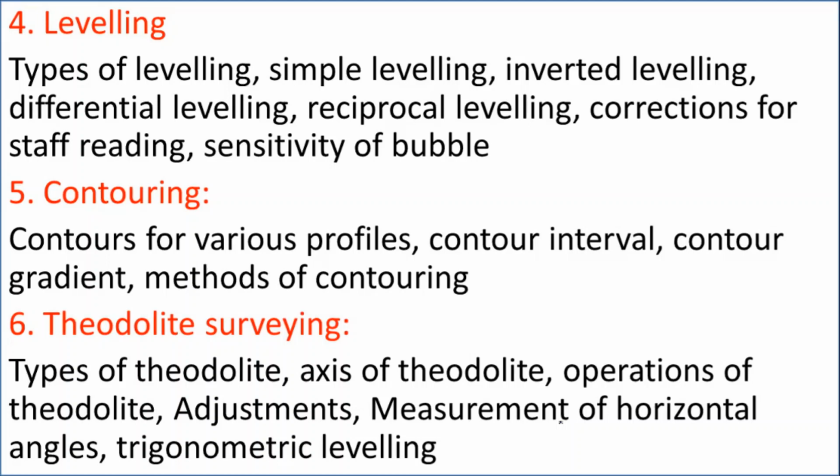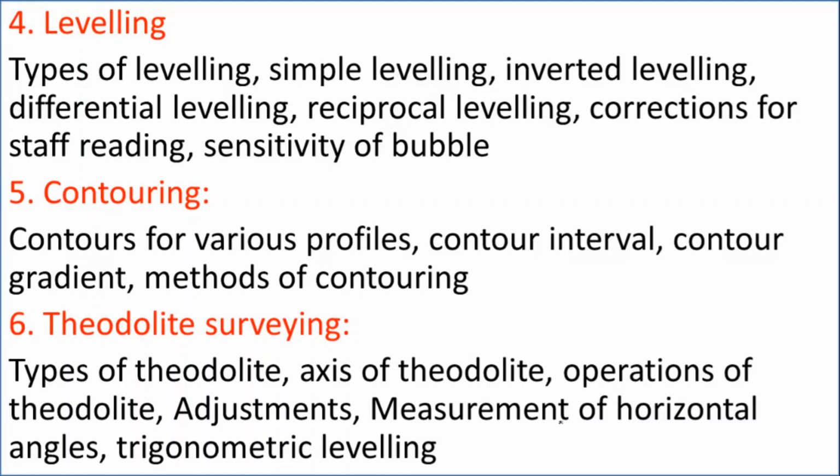So in contouring, we will see what the contours are for various profiles, like a contour for the hills, contour for the rivers, contour for the overhanging cliff, contour for the vertical cliff, these things. Then we will see what the contour interval is and what factors affect the contour interval. Then we will see what a contour gradient is. Then we will see the methods of contouring, like direct method and indirect method, these things.